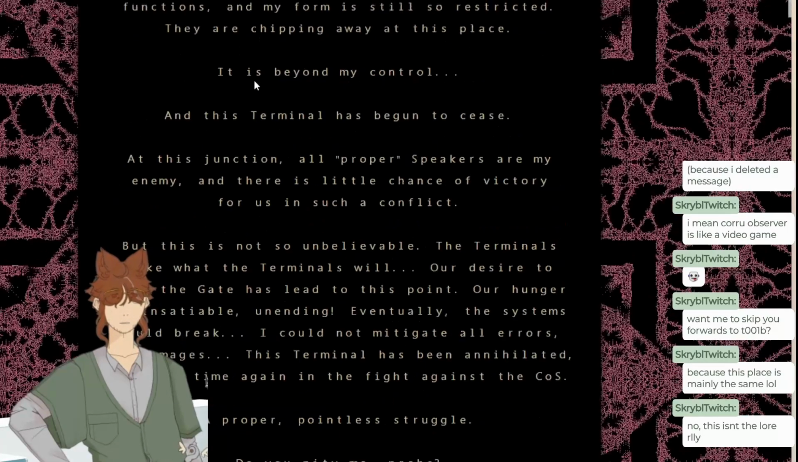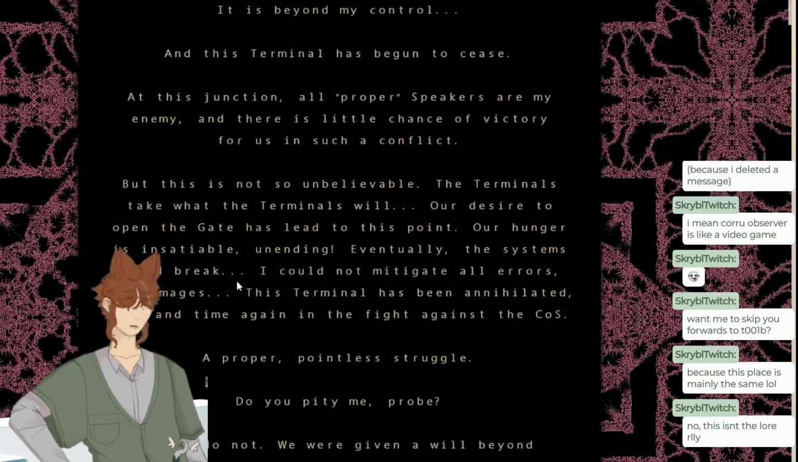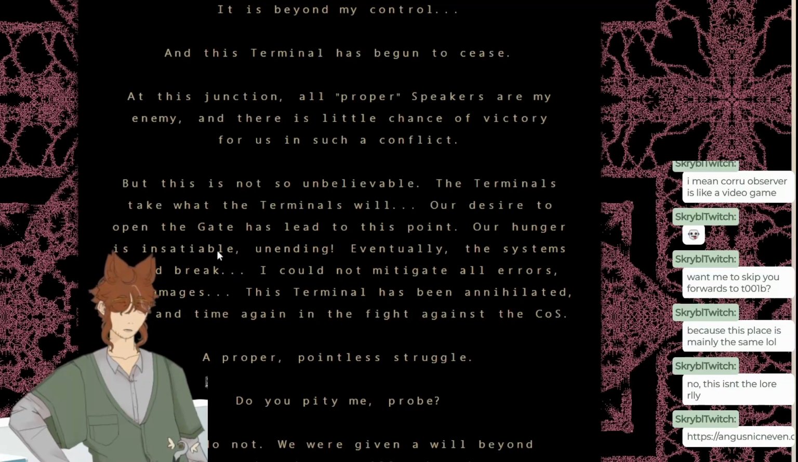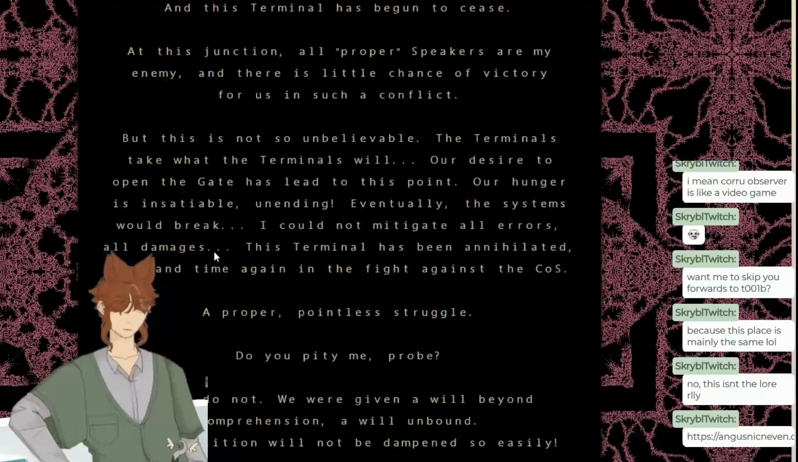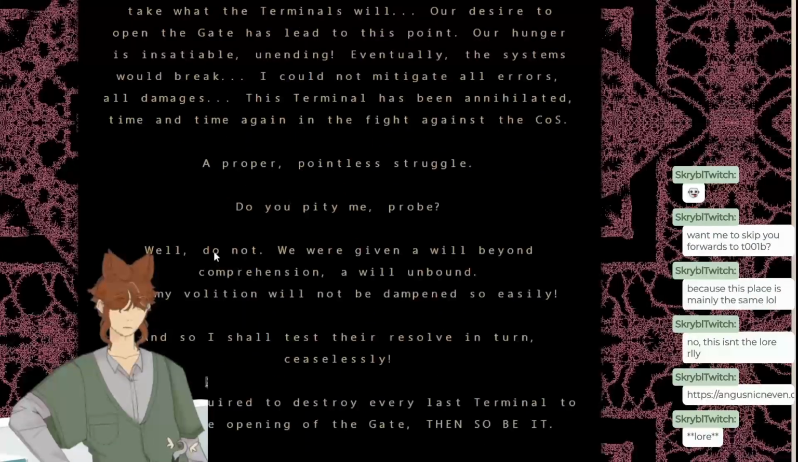This terminal has begun to cease. The terminals take what the terminals will. Our desire to open the gate has led to this point. Our hunger is insatiable, unending. Eventually, the systems would break. I could not mitigate all the errors, all damages. The terminal has been annihilated time and time again in a fight against the costs.